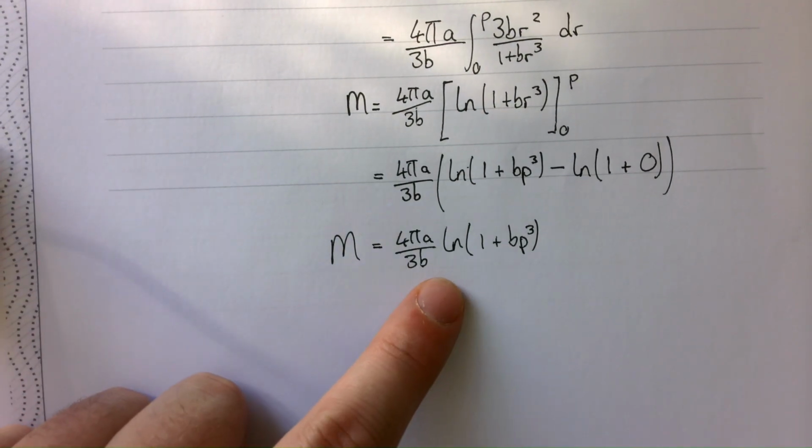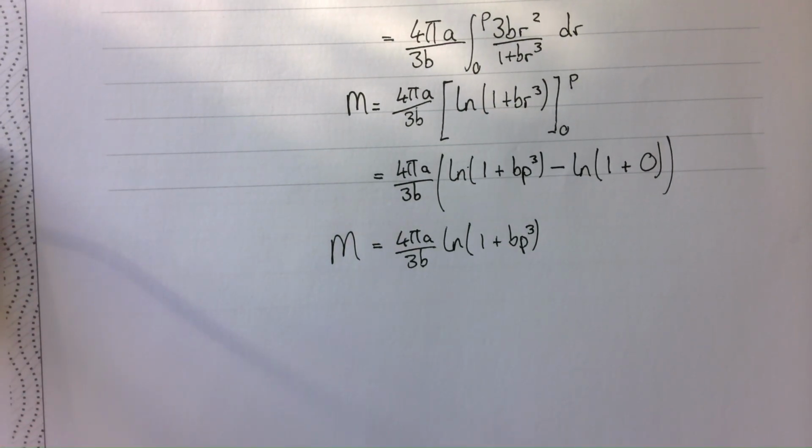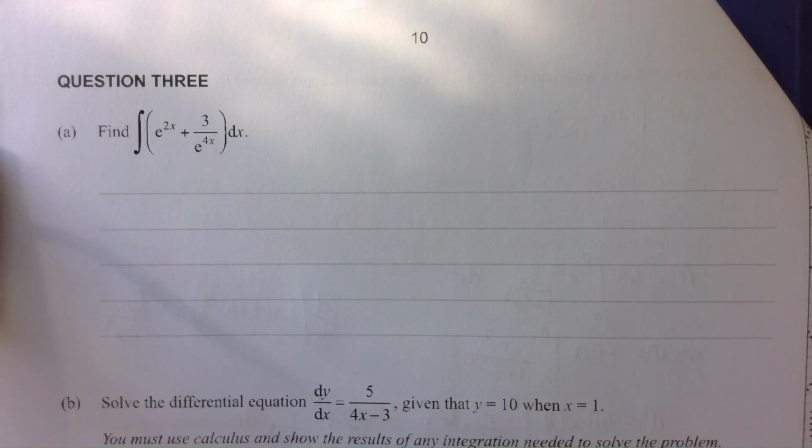And if you got this expression at the end, that was enough for E8. And now we're on to question 3, the final part of this exam. 3a, find the integral of e to the power 2x plus 3 over e to the power of 4x with respect to x. Nice and straightforward, this one.